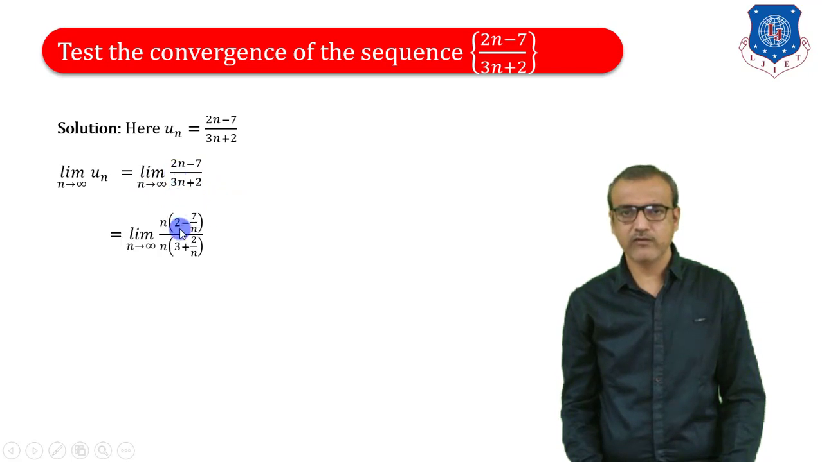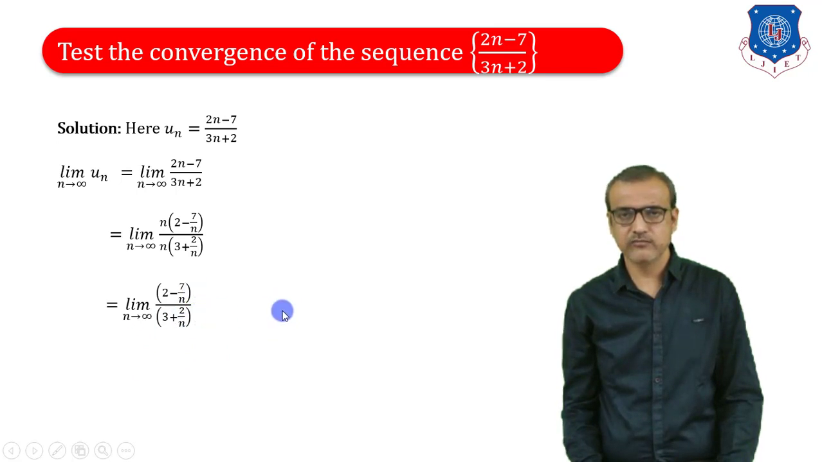Now taking n common from the numerator and denominator, we have limit as n tends to infinity, n common from the numerator, so we have n into bracket 2 minus 7 by n. Similarly, taking n common from the denominator, we have n into bracket 3 plus 2 by n. Now n will cancel out, so we have this result. As all of you know, as n tends to infinity, 1 upon n tends to 0. So this equals (2 minus 0) divided by (3 plus 0), which is 2 by 3, and this is a finite value. So we can say that the given sequence is convergent.